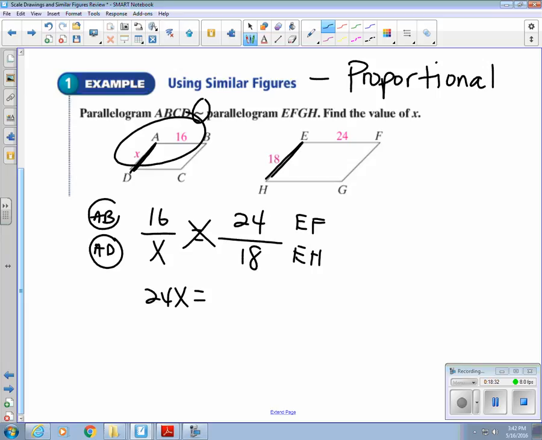And that is equal to 288. We're going to divide by 24 on both sides, and we're going to get x is equal to 12. All right, so x is equal to 12. So again, we're only able to do this because they told us these are similar figures, and we know that similar figures are proportional. So when we're dealing with similar figure problems, we're pretty much always going to be using a proportion to solve it.